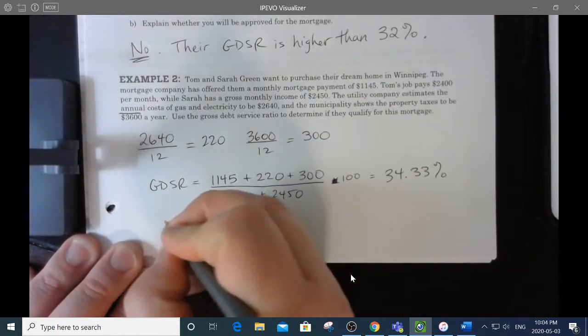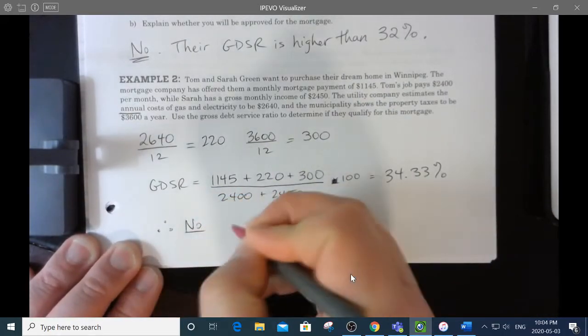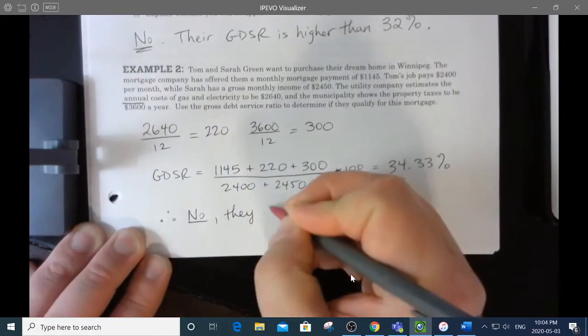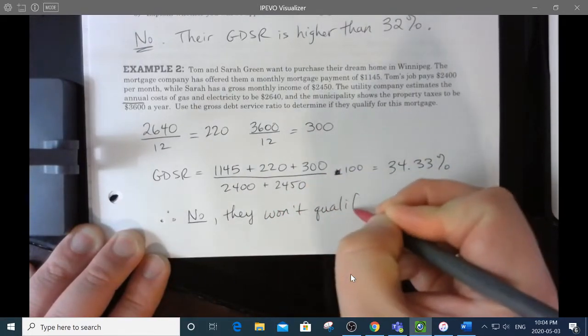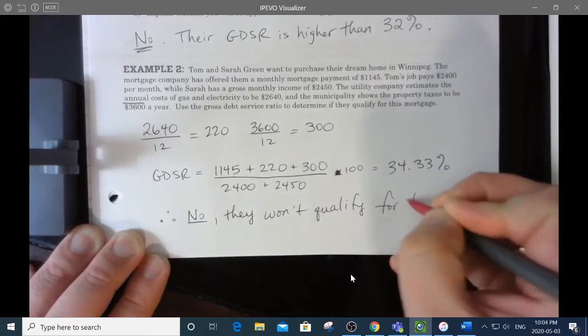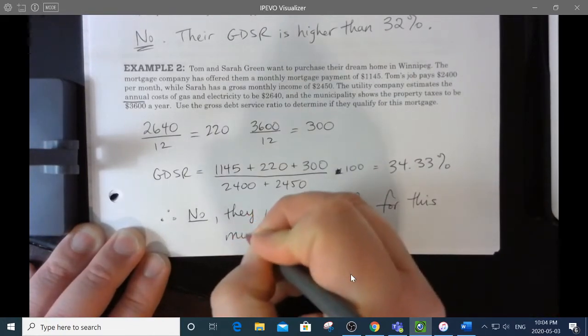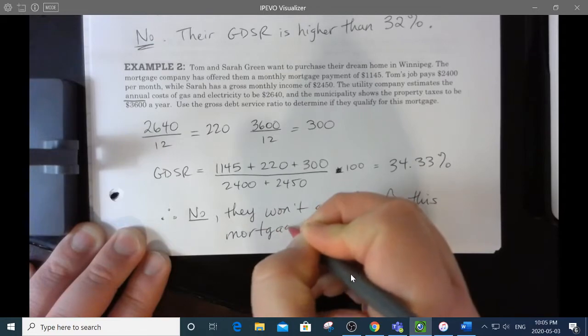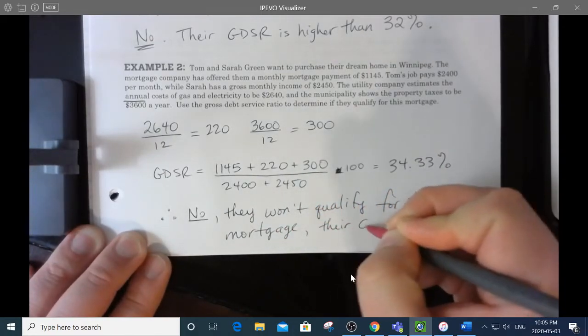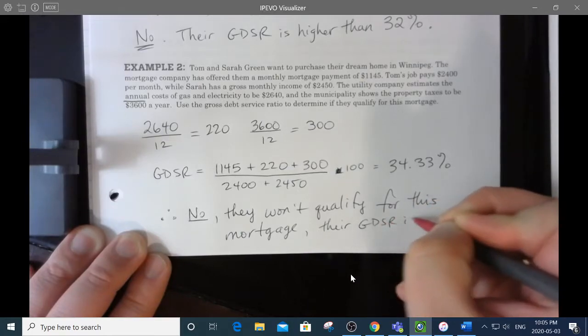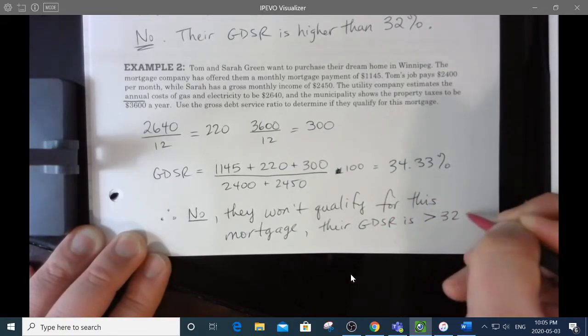So therefore, no, they won't qualify for this mortgage. Their GDSR is greater than 32%.